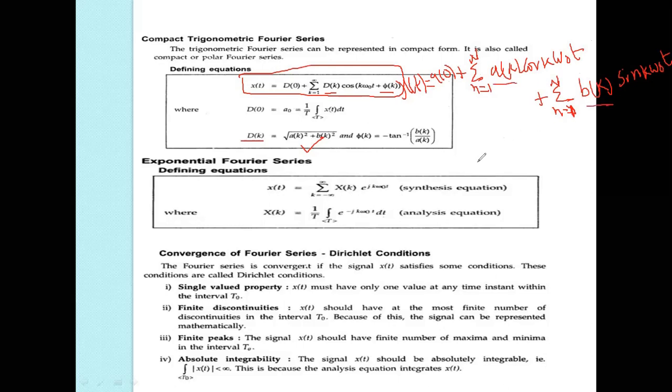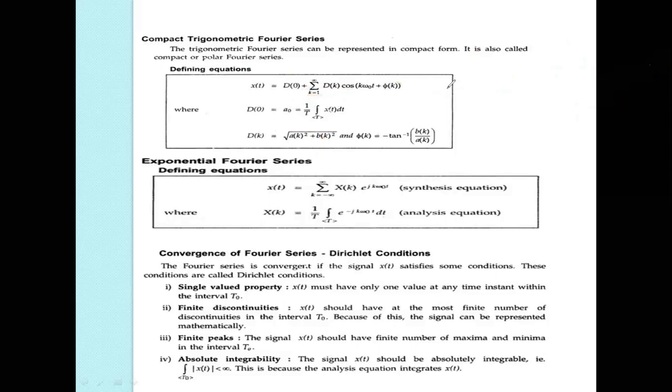Here d of k is the magnitude, from a of k and b of k, and the angle phi of k is minus tan inverse of the ratio. Rewrite the expression x of t as d of 0, the same as a of 0, which is 1 by T times the integral of x of t dt, otherwise 2 by T, and d of 0 by 2 plus the sum of k equal to 1 to infinity of d of k cos of k omega naught t plus phi of k. This is the compact trigonometric Fourier series.